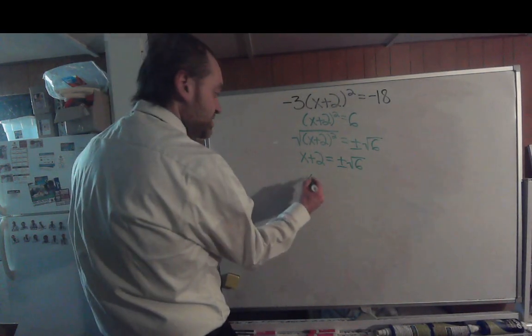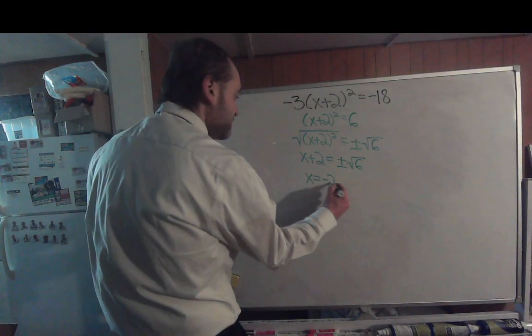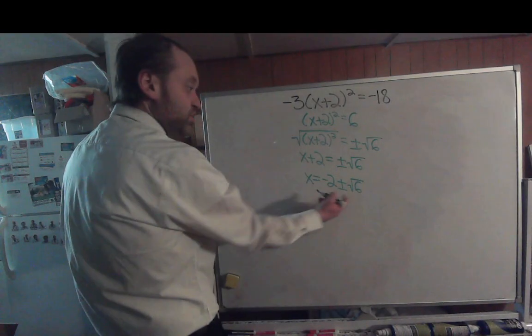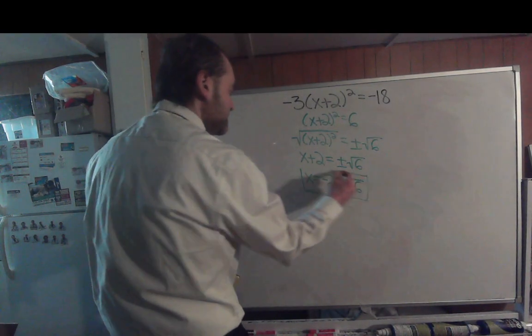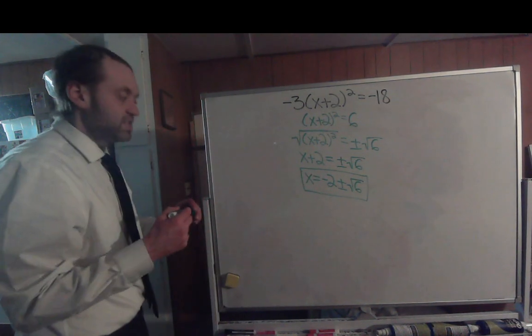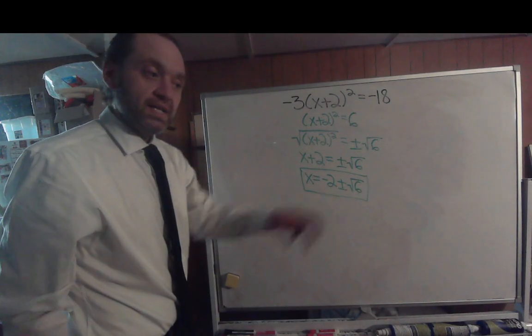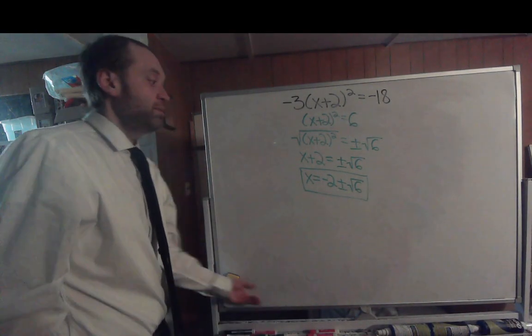So then you can just say x would equal negative 2 plus or minus the square root of 6. And that's the best you can do, since 6 isn't a perfect square, nor are any of its factors. So x would equal negative 2 both plus and minus the square root of 6. That's how you would write the solution.